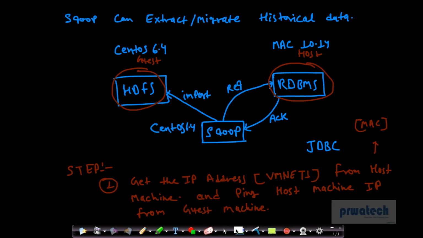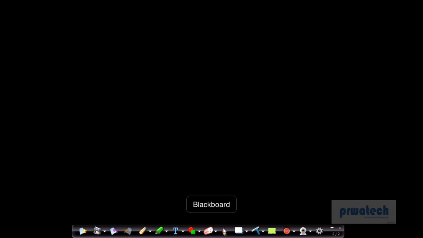Let's say you are unable to ping from your host machine to guest machine. Then point number two, this is your debug point. So let me write it as debug and troubleshoot area.